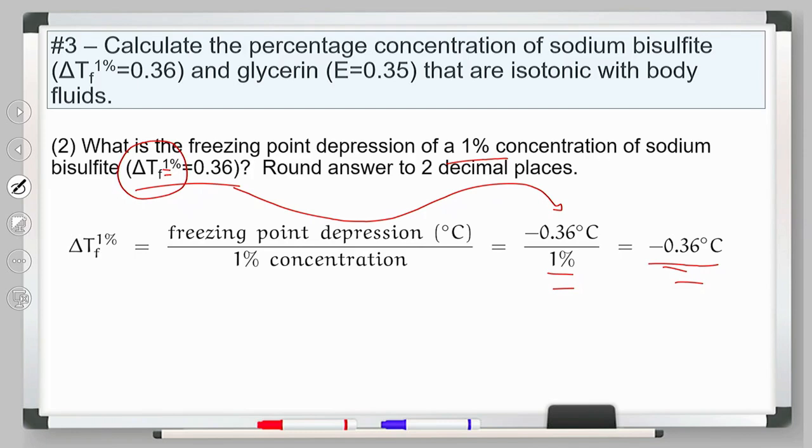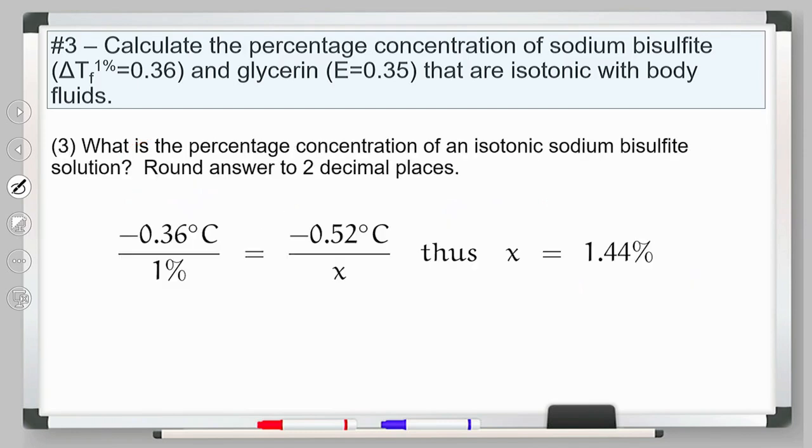All right, so now the question is, how can I determine how much sodium bisulfite I need to make an isotonic solution? Well, it's simply setting up this proportion. This is really the take-home message. You must be able to do this. If I give you a delta TF value for 1%, and it will always be 1%, set up the proportion with the degrees on top over the 1% in the denominator. That will convert the freezing point temperature to the concentration of the drug.